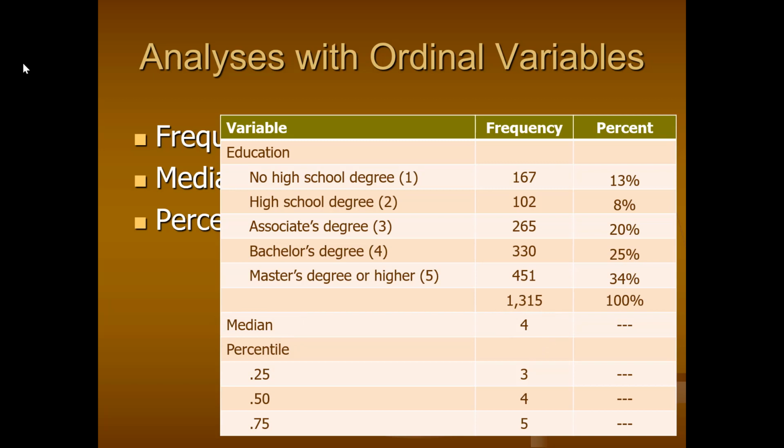And then we can also calculate percentiles. So of this 1,300, a quarter were a 3, which is an associate's degree or lower. Again, the 50th percentile, which would be the median, is a 4. And at the 75th percentile, we have a 5. So that's the types of analyses that we can do with ordinal variables. By the way, the way I remember ordinal is that it's order. So there's an order to it, but that's all the information we have.